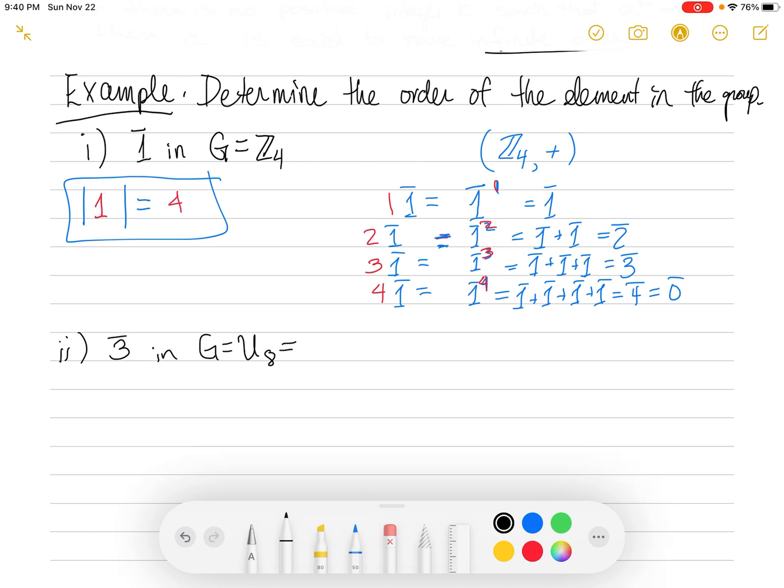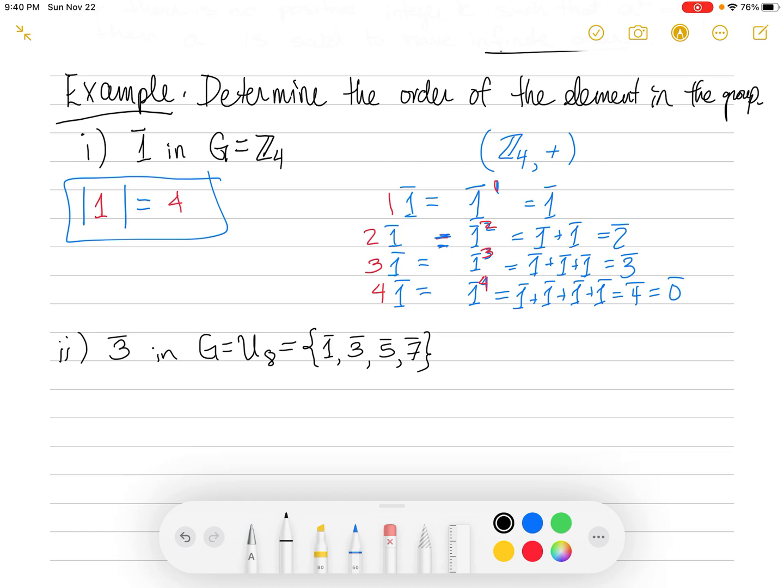U8 is a multiplicative group, right? It's the units of Z8. So we're in Z8, the integers modulo 8, but we're only looking at units, those things that are relatively prime to 8. So 1 bar, not 2 bar, 3 bar, not 4 bar, 5 bar, not 6 bar, 7 bar. That's it. So it has 1, 2, 3, 4 elements.